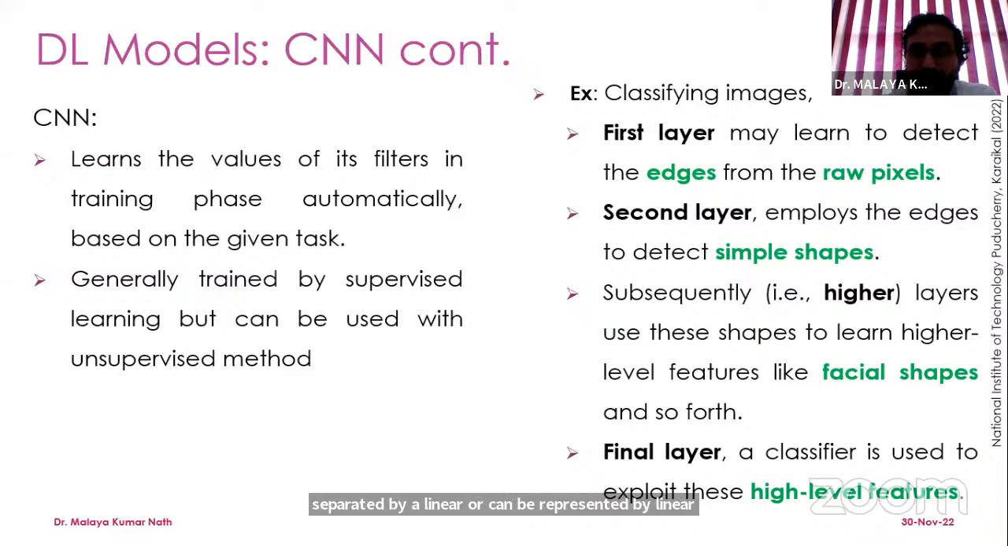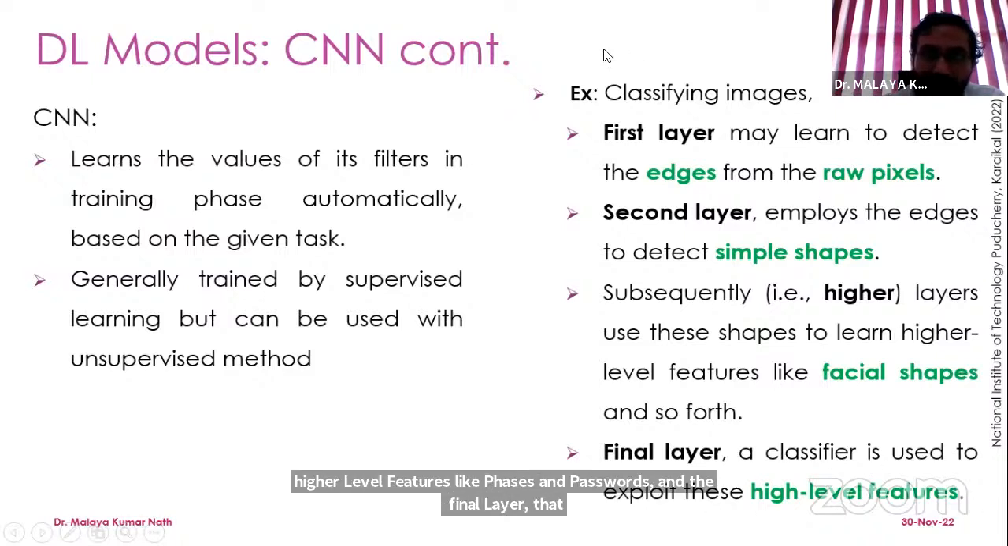class. So if we look into the first layer, that may learn to detect the edges from the raw pixels. The second layer can employ the edges to detect simple shapes. Subsequently, higher layers use these shapes to learn higher level features like facial shapes and so forth. And the final layer can classify by exploiting the high level features.